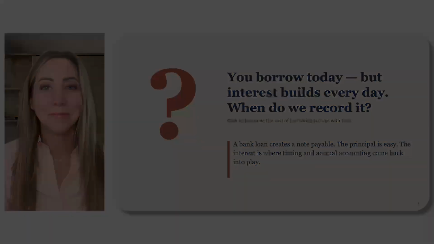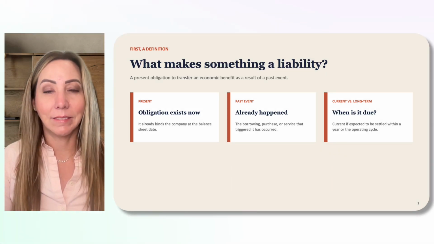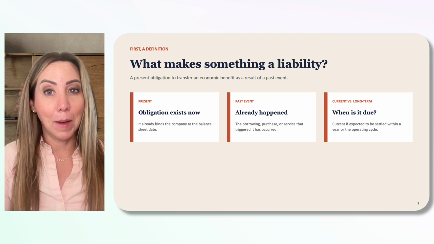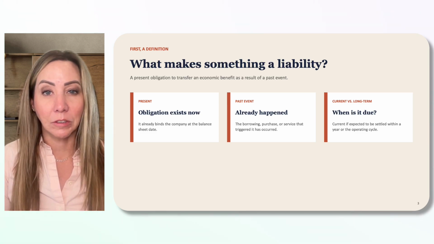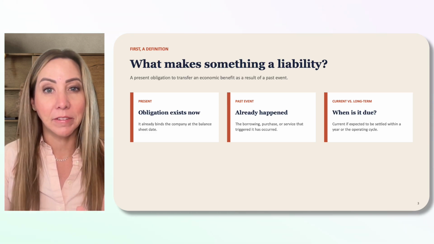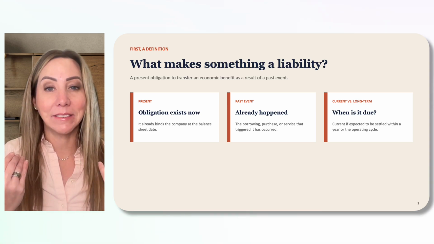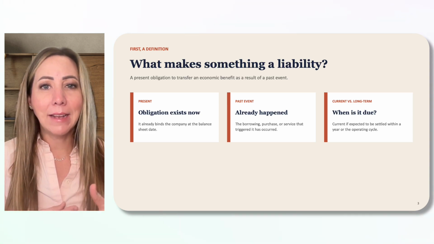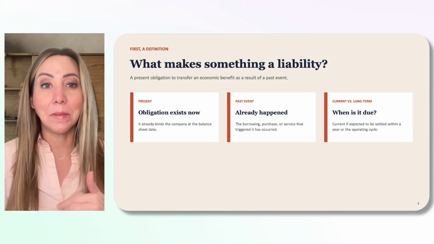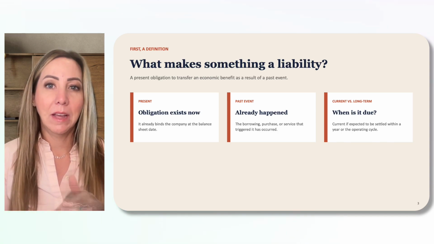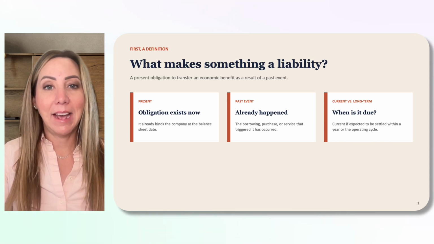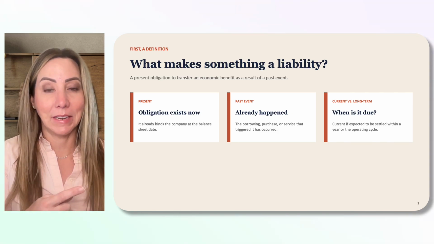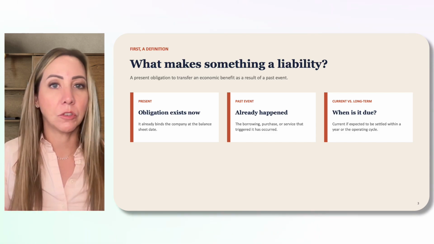Before we recognize anything, let's remind ourselves what a liability actually is. According to GAAP, a liability is a present obligation to transfer an economic benefit as a result of a past event. Let's unpack that. It has to be a present obligation, something that binds the company right now, at the balance sheet date. And it has to arise from a past event, the borrowing, the purchase, the service that already happened.